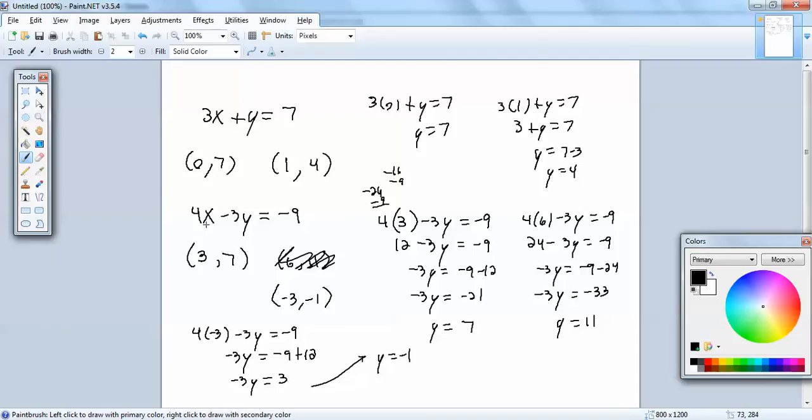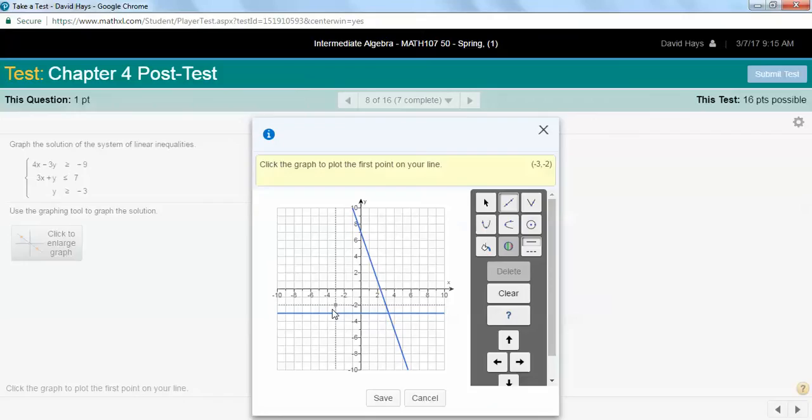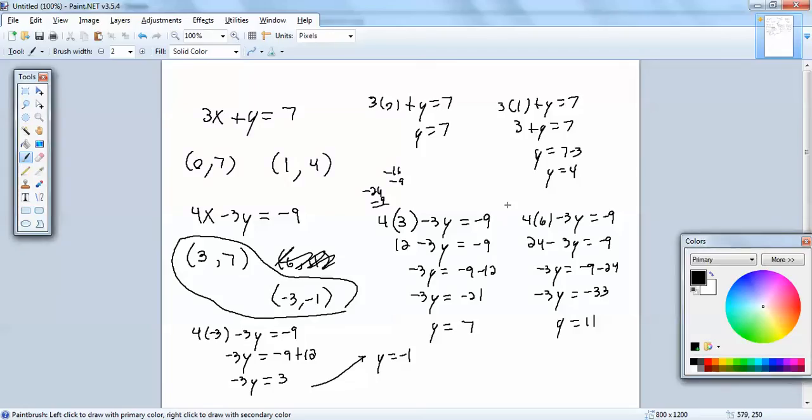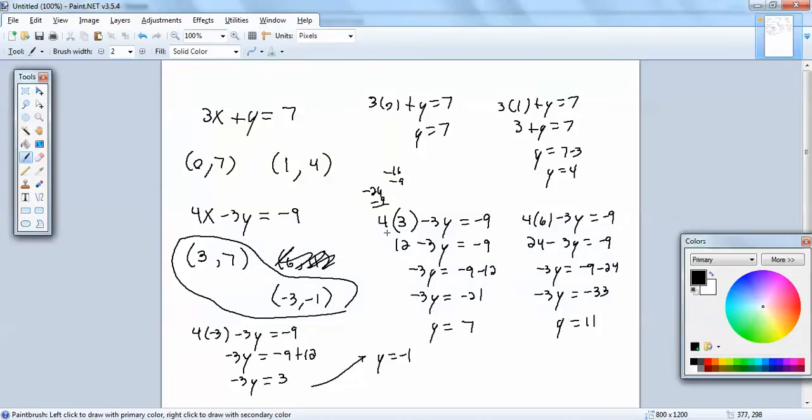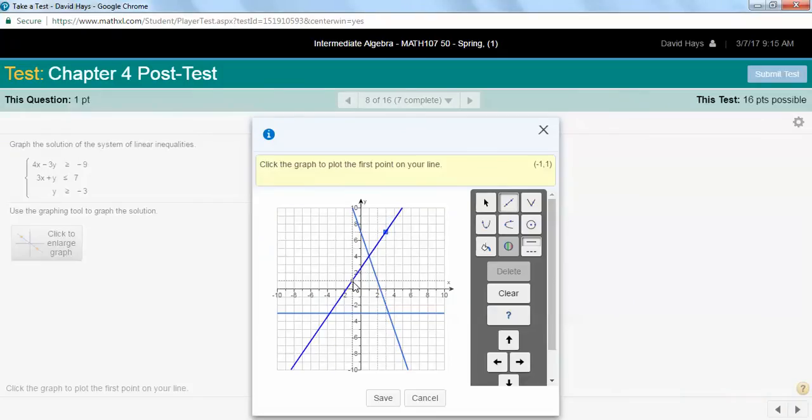Let me double check that. Negative 12 plus 3 is negative 9. Okay, so those 2 points will work. Oh, wow. 3, 7. So I'm dealing with this line. 3, 7. Here's 3, 7, right there. Negative 3, negative 1 would be right there. Now the question is, what region gets shaded?